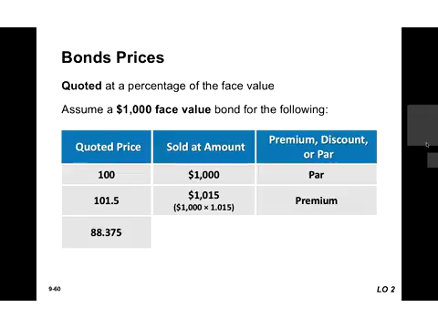Okay, next up, next scenario. We could have a bond sold below 100, and this one, 88.375, we're going to take the 88.375%, or 0.88375 times 1,000, gives us $883.75 as the price of that bond. And that's said to be a discount because it's less than the face value.